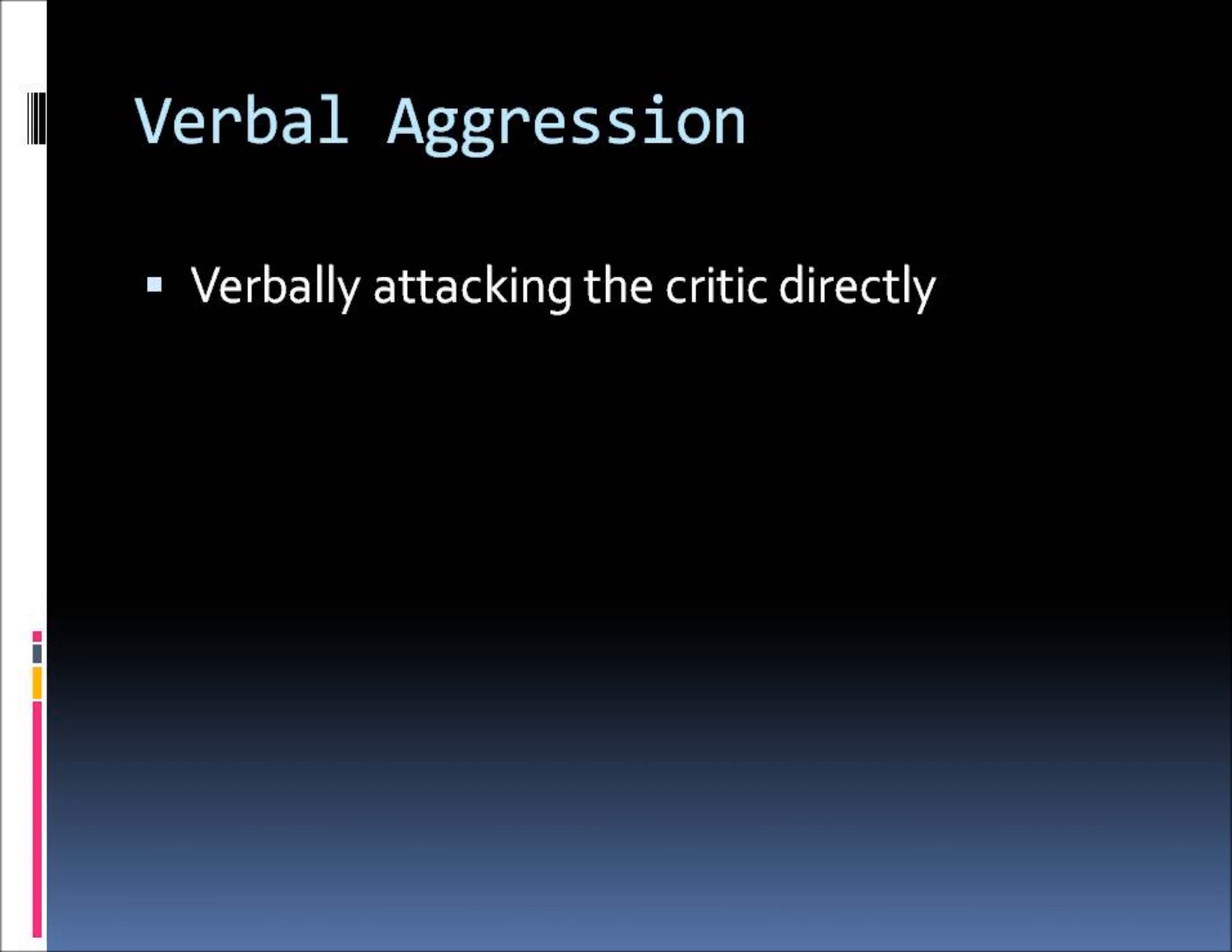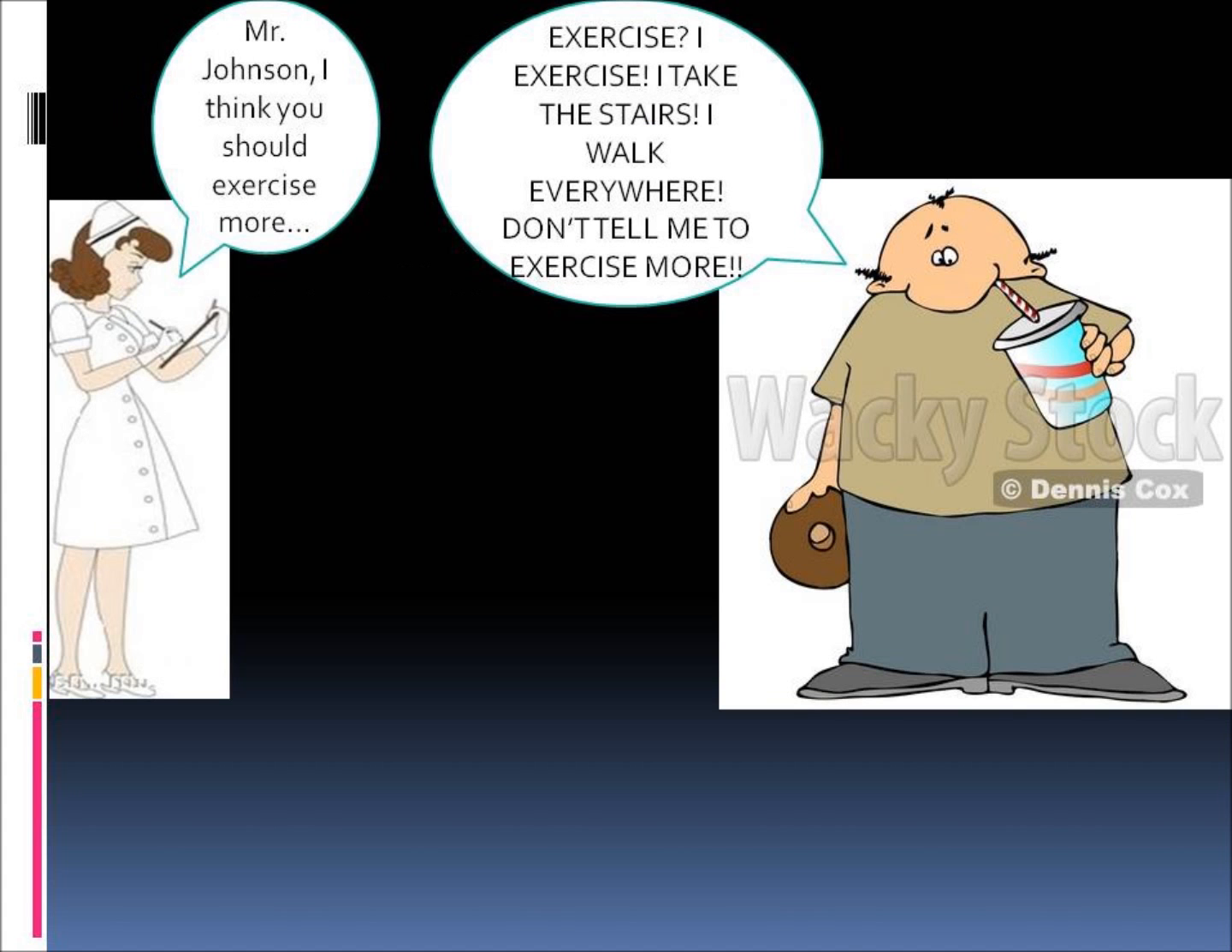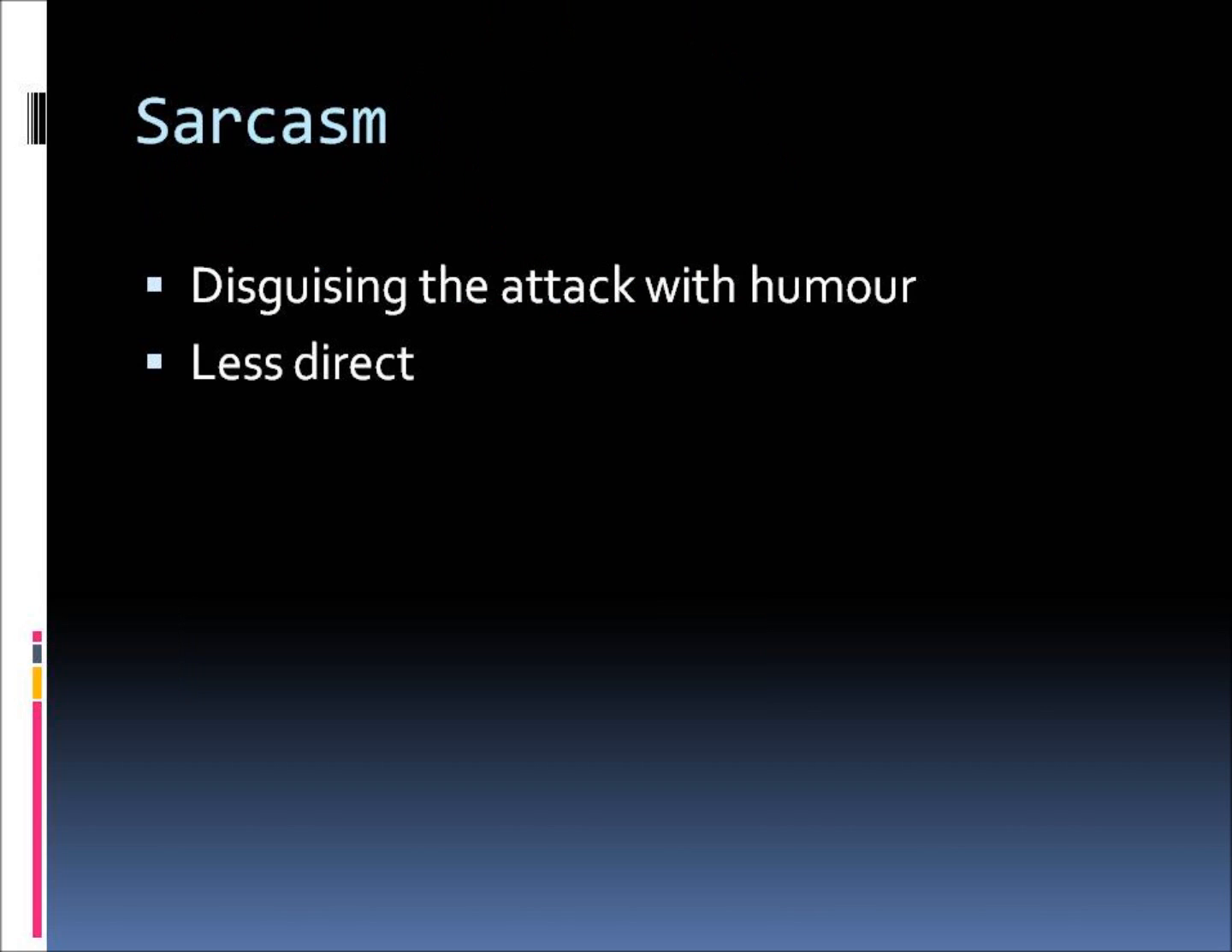The first defensive maneuver for attacking the critic is verbal aggression, where the speaker uses verbal aggression to assault the critic directly. This usually shifts the blame onto the critic without acknowledging that the original judgment might be true, or they can be completely off subject. An example of verbal aggression in healthcare is when a healthcare professional tells a patient to exercise more, and the patient takes much offense to this and starts yelling back at the healthcare professional.